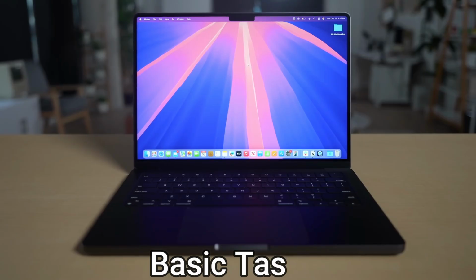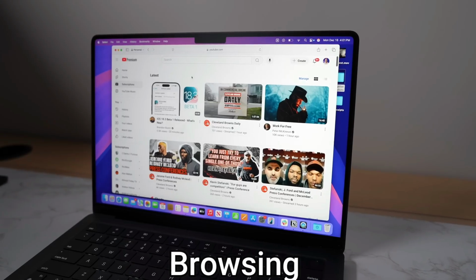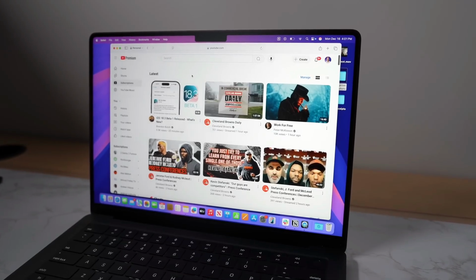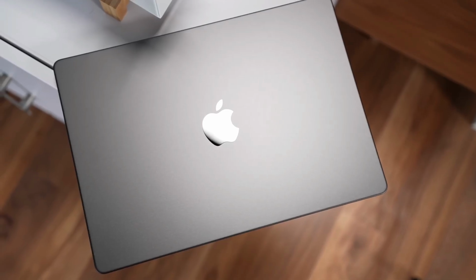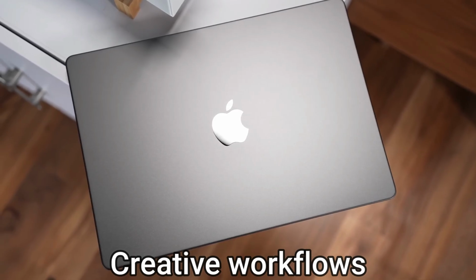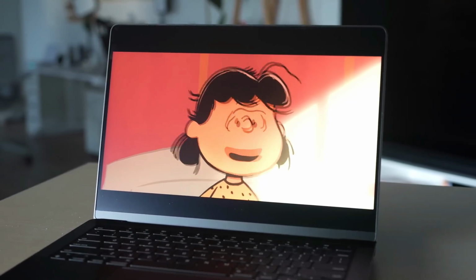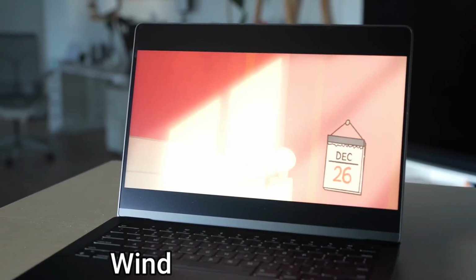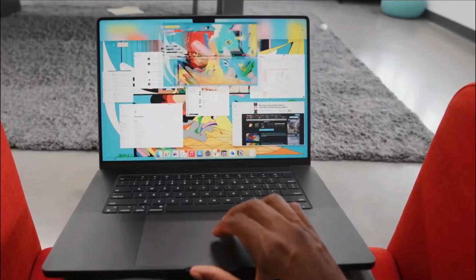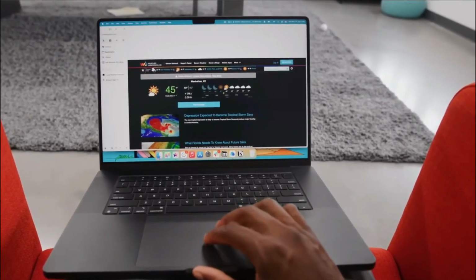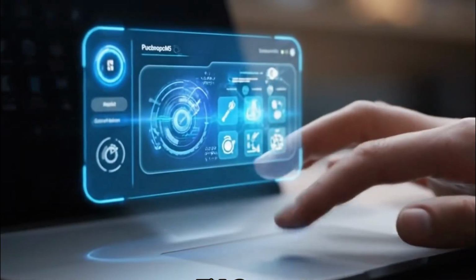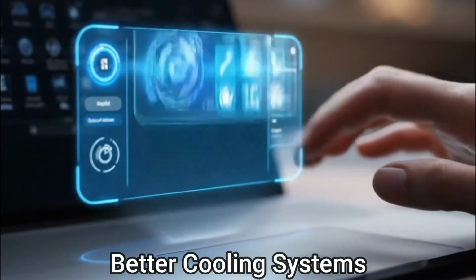Sure, it's fine for basic tasks like browsing or writing emails, but when Apple markets the Air as capable of handling creative workflows, it starts to feel like false advertising. Yes, it will still outperform most Windows Ultrabooks in its class, but that's not saying much when those laptops cost hundreds less and often come with better cooling systems.